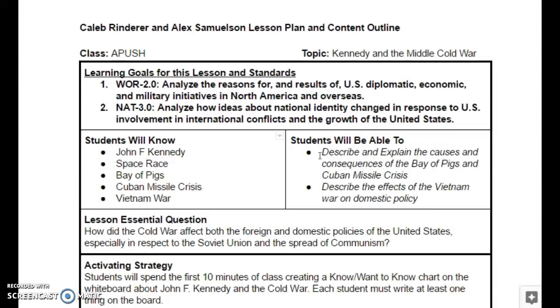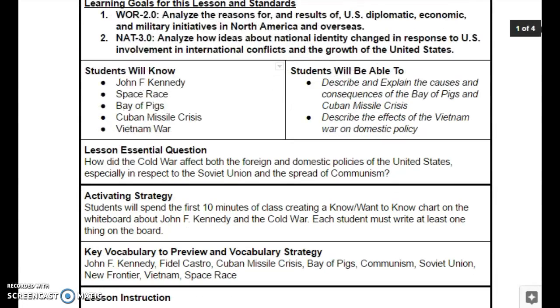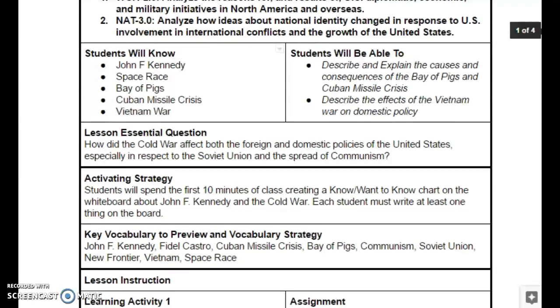And students should be able to, by the end of the class, describe and explain the causes and the consequences of the Bay of Pigs and the Cuban Missile Crisis, and what role Kennedy had in them, and so forth. And they also should be able to describe the effects of the Vietnam War on domestic policy, for later on in American history.